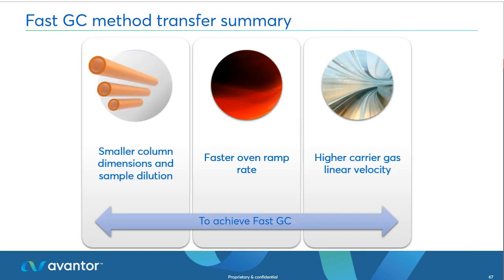So to summarize, we want smaller column dimensions and sample dilution, a faster oven ramp rate, and higher carrier gas linear velocity to achieve fast GC.